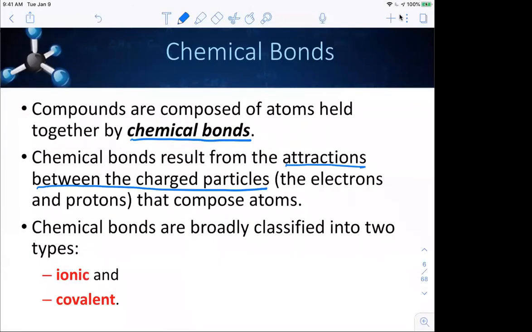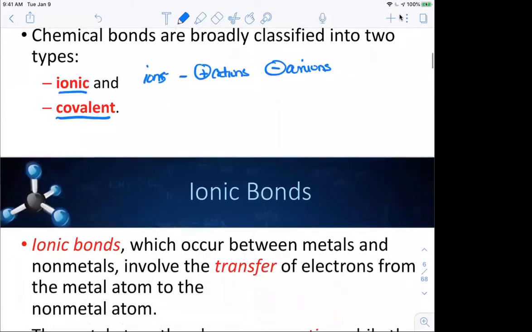So chemical bonds can be classified very broadly into 2 types. I have ionic bond, and yes, you can think of ions here. Remember, I have positively charged cations, and I have negatively charged anions. And then covalent bond. This is a different type of bonding where electrons are shared, and we're going to talk about that in a second.